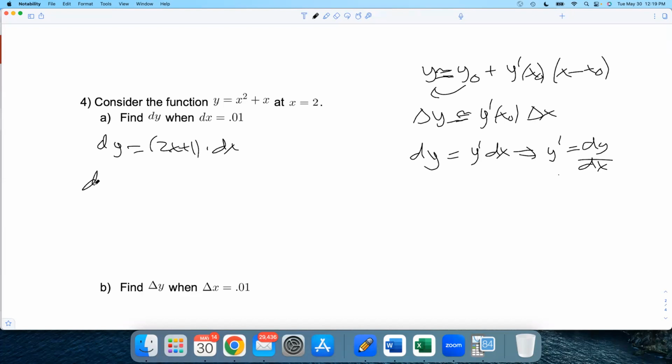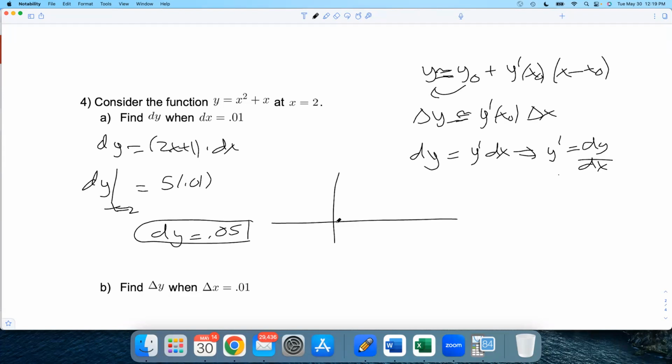So dy at x equals 2 will be, plugging in x equals 2 here, 4 plus 1, 5 times my dx, 0.01. So we get dy is, what is that, 0.05. What that means is, at this function, at x equals 2, x squared plus x has a root at 0 and a root at 1. His graph looks like this.